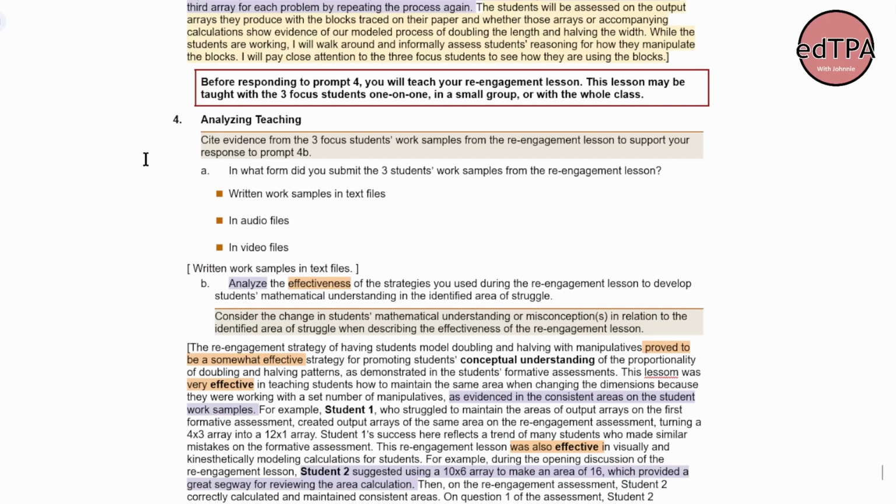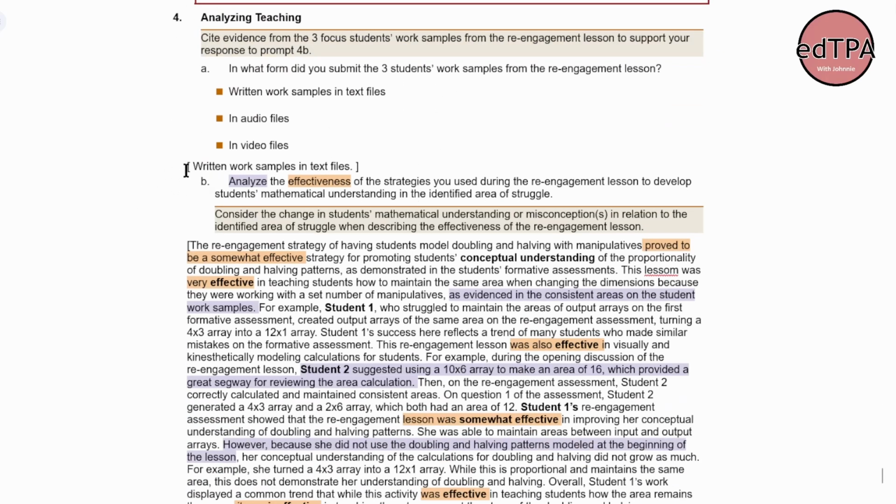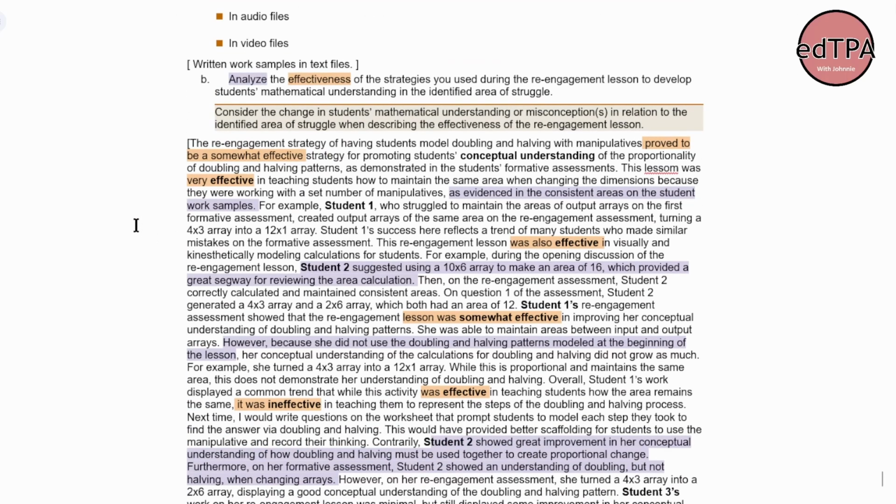And then 4, in analyzing teaching, what form did you submit the 3 student work samples? And this person submitted written work samples and text files. B is much more important. Analyze the effectiveness of the strategies you used during the re-engagement lesson to develop students' mathematical understanding in the identified area of struggle. You want to consider the change. Okay? So analyzing the effectiveness.